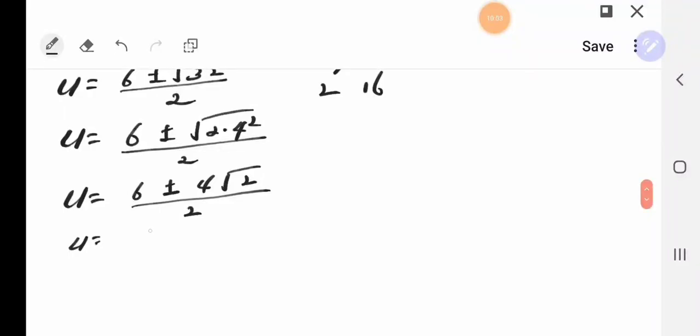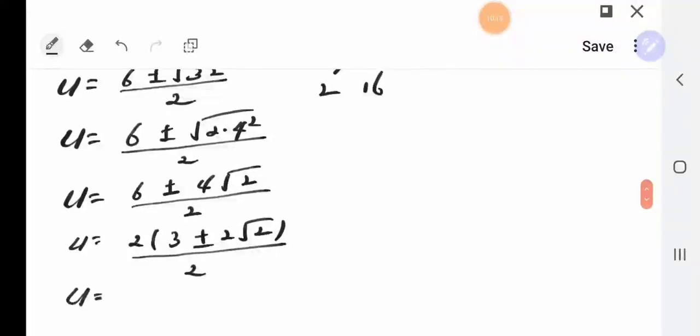Let me factor out the numerator, so it's easier. Divide by 2. So u is equal to, we can cancel out 2, so 3 plus or minus 2 square root of 2.